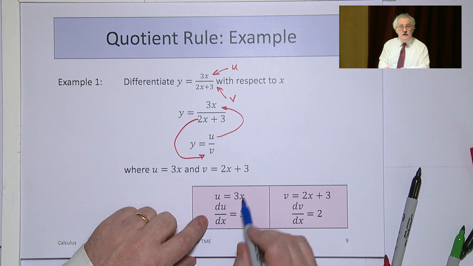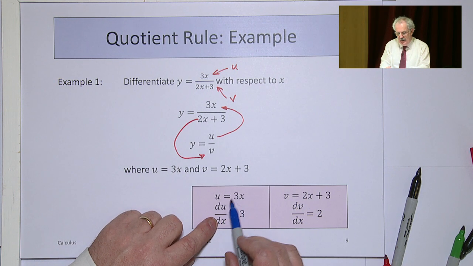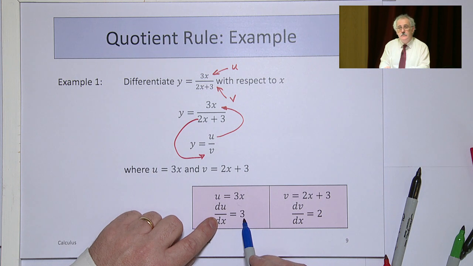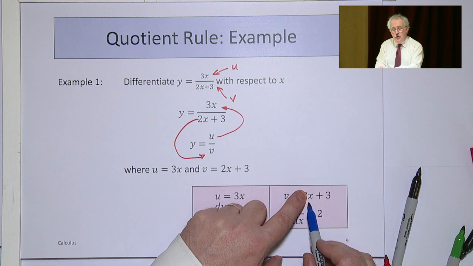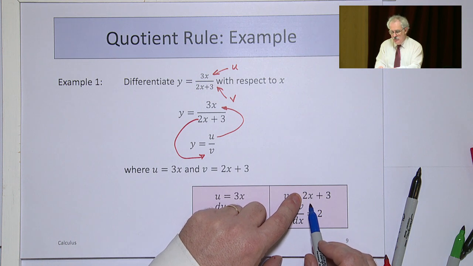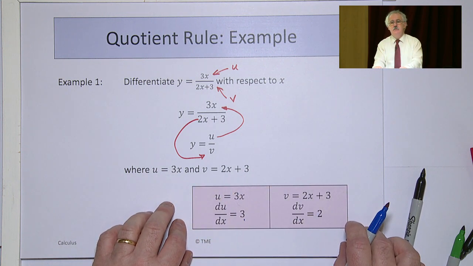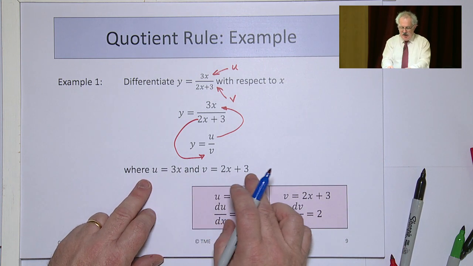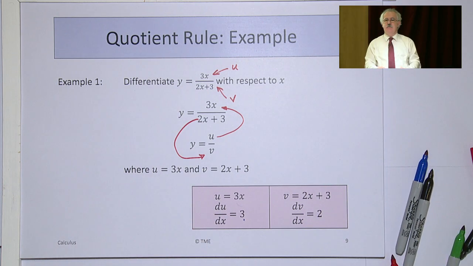Okay, now I better fill these ones out. u is 3x, du dx, differentiate 3x, 3. And dv dx, differentiating x would be just 1, 2x would be 2, and 3 would be nothing. So I've got that ready now. So u is 3x, v is 2x plus 3. I have my answers ready. Okay?